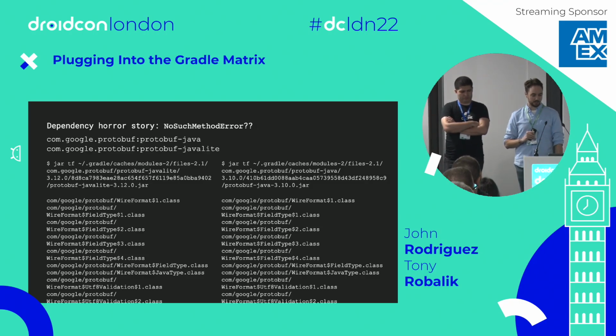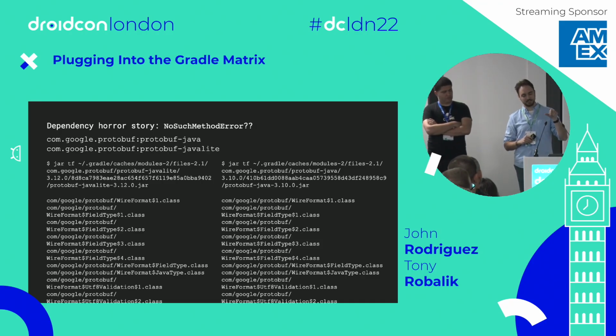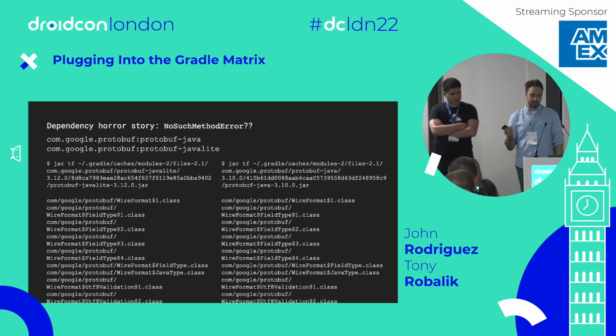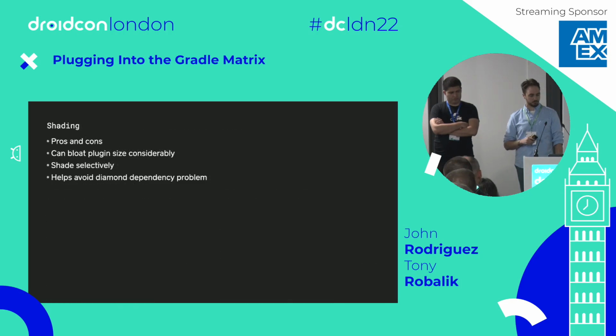And that happened to us, and it's one of the reasons we started using Dropbox's dependency guard plugin. I don't know if anyone from Dropbox is in the room, but thank you for that. It didn't exactly solve the problem, but it did help visualize it. Because when you see protobuf Java and protobuf Java Lite side by side, you're like, that looks like a smell. So yeah, that can happen. Keep your dependencies minimal is the name of the game here.